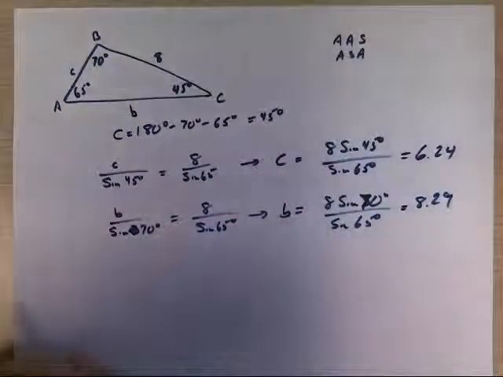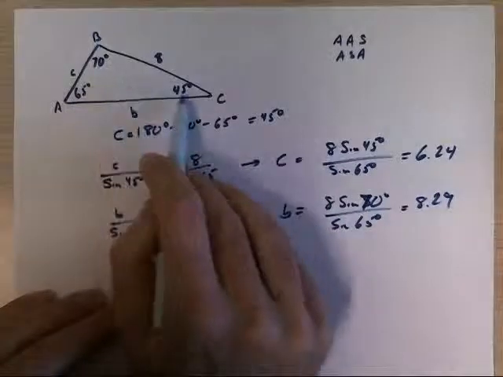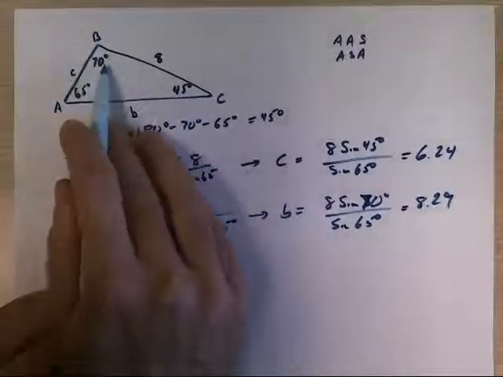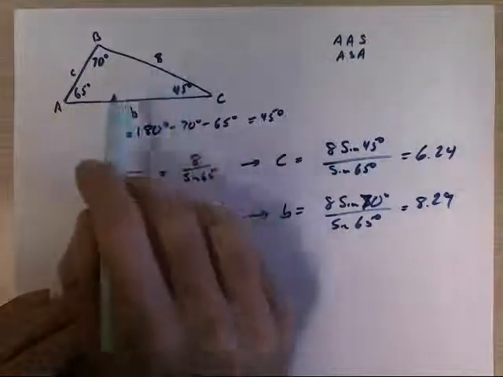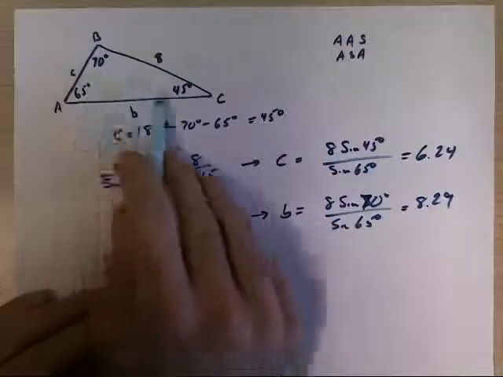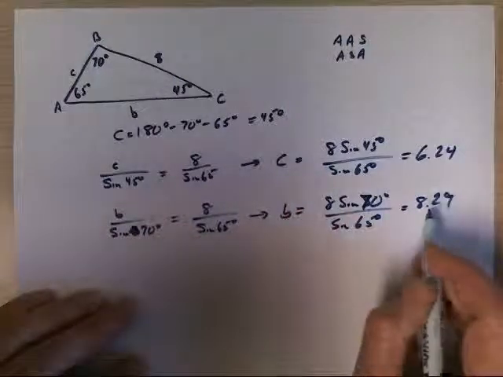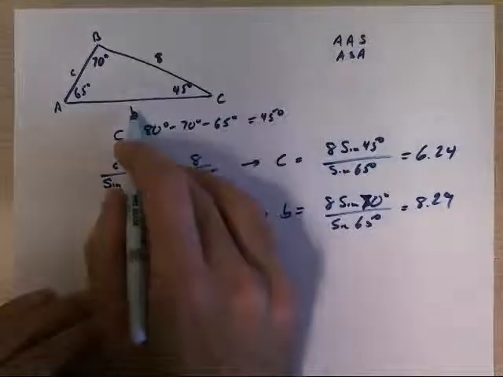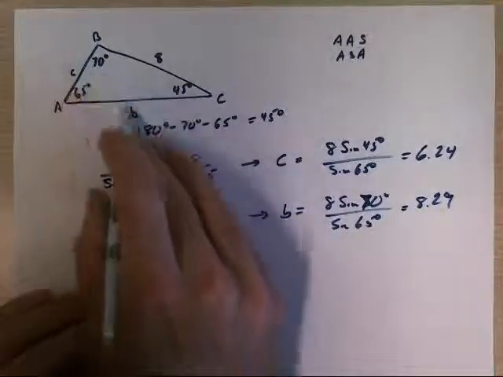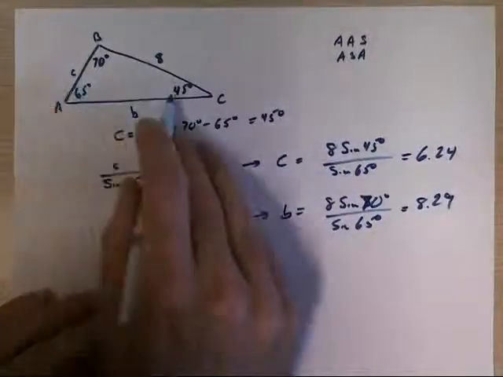Okay. I have a reality check I do here. Because in any triangle, the smallest angle should be across from the smallest side, and the biggest angle should be across from the biggest side, and hence the middle angle should be across from the middle side. So with 65 being in between 70 and 45, I'm hoping that these two calculated things over here are one bigger than 8 and one less than 8. Sure enough, B was calculated at 8.29, and 70 is bigger than 65, so that's good. And the 6.25 is calculated here. That's the smallest side, and that's the smallest angle.